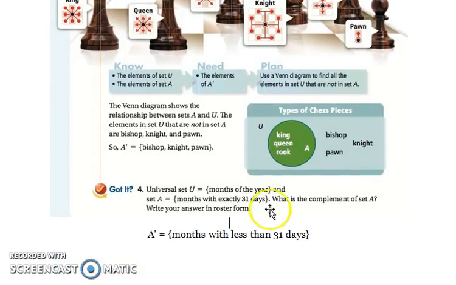Okay, so the Got It says the universal set is the months of the year, so January, February, March, April, May, June, blah, blah, blah. Set A is the months with exactly 31 days. Okay? So there's a couple ways to do this.